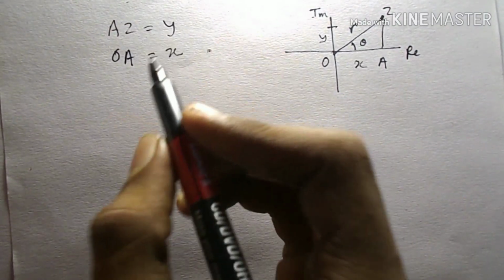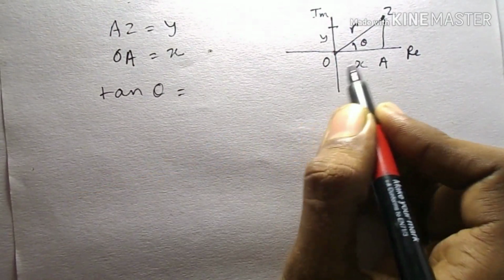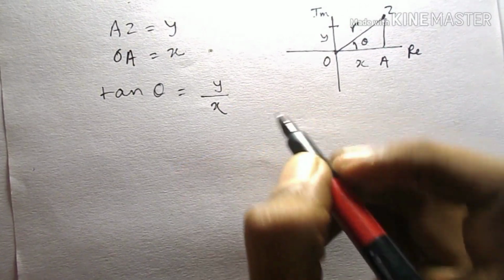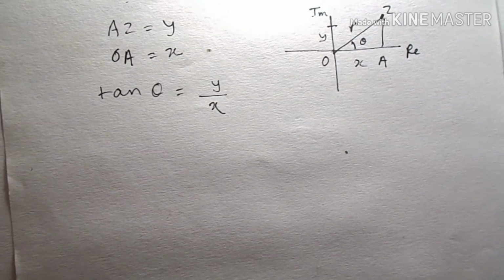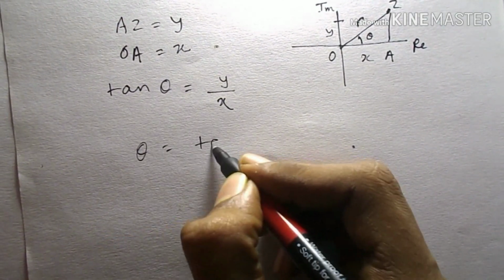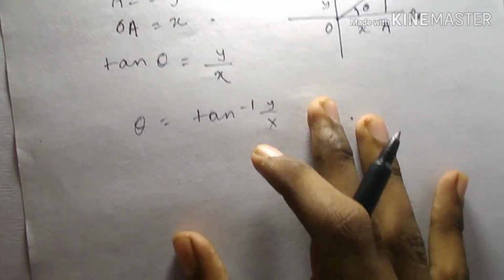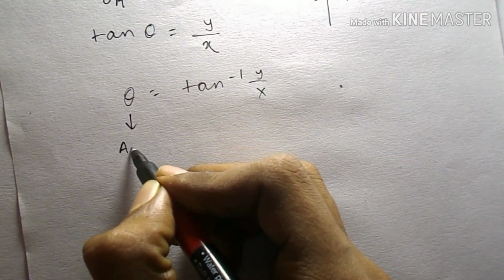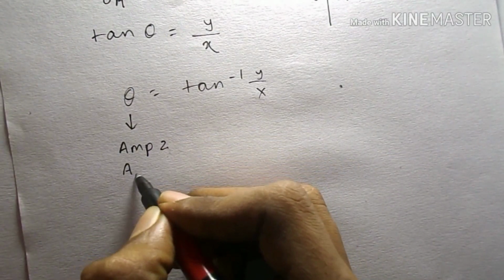Now we know that the tangent of theta, this is the theta, is equal to the y component by the x component. That's the perpendicular divided by the base. Then theta is equal to the inverse tangent of y by x. Now theta is called the amplitude of z or the argument of z, so we write it as amp z or we write it as arg z.